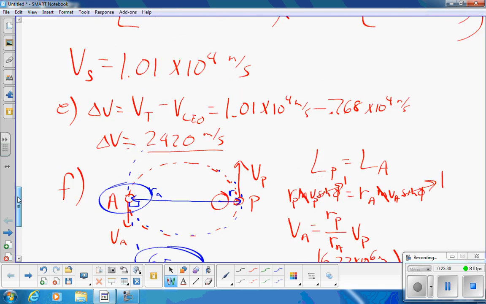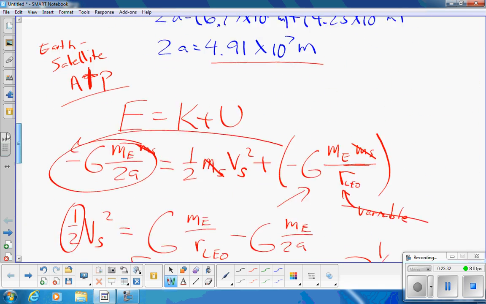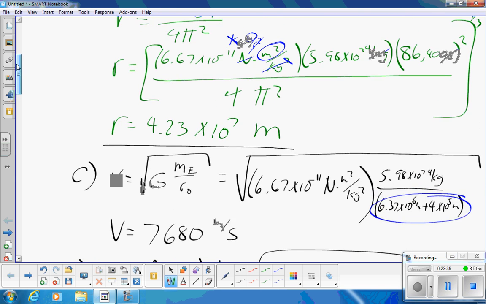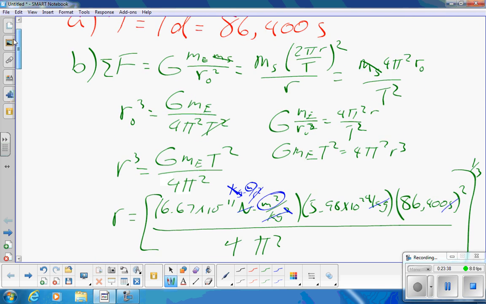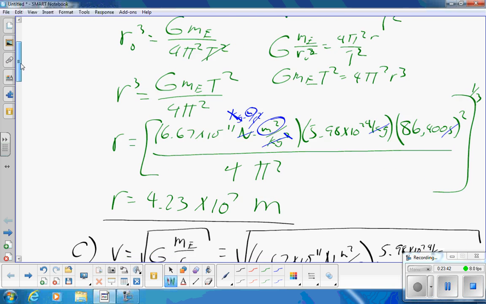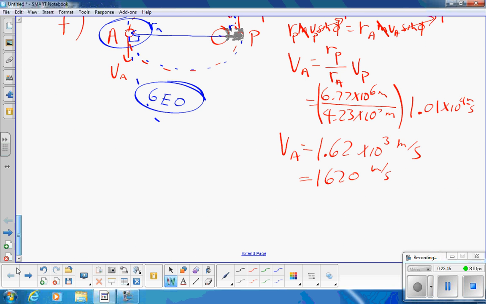I don't know if we have already done that or not. Speed in geo, I don't think so. This is speed in Leo. Yeah, we haven't. So we've got to find that. We have everything we need to do it. It's a circular orbit, so I'm going to find the speed in geo. I think this is part G. And v_geo, it's a circular orbit, so I can just use the square root of G times mass of Earth over radius of orbit, which is the radius of the geo orbit.